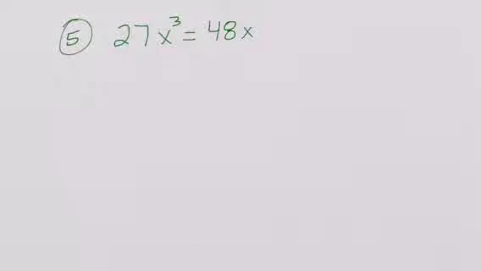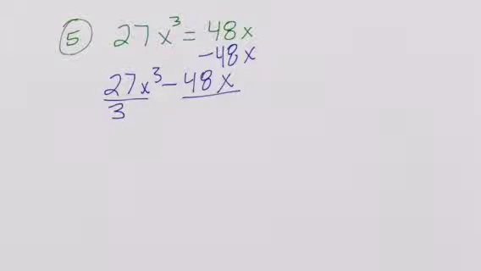All right, I need this to be set equal to 0 so that I can factor. So I'm going to go ahead and zero pair out the 48x. So this is going to be 27x cubed minus 48x. Now, 27 is not a perfect square, so that tells me that I'm going to need to divide something out. So the greatest common factor here is going to be 3x. So I'm going to take out my 3x.